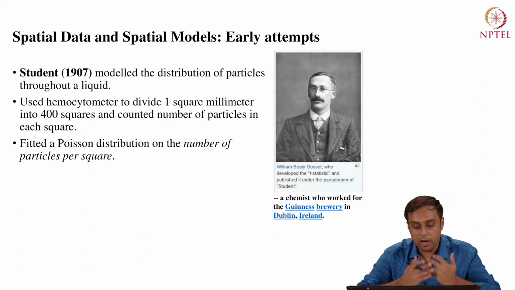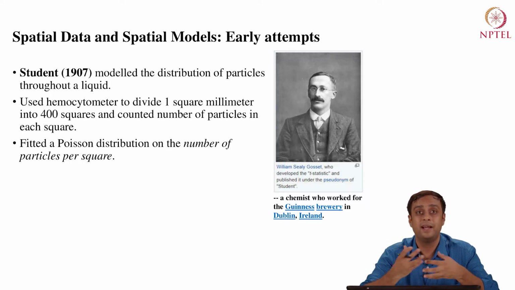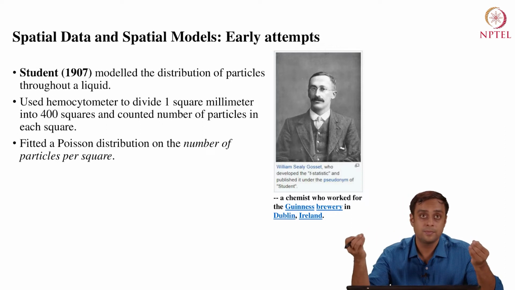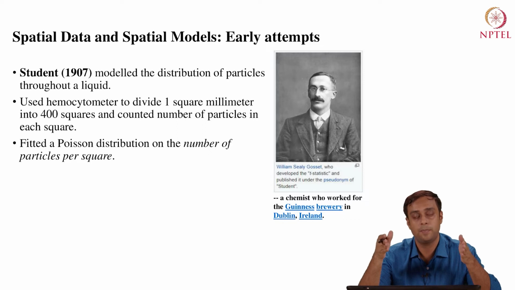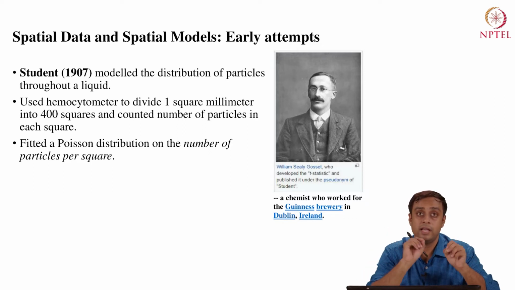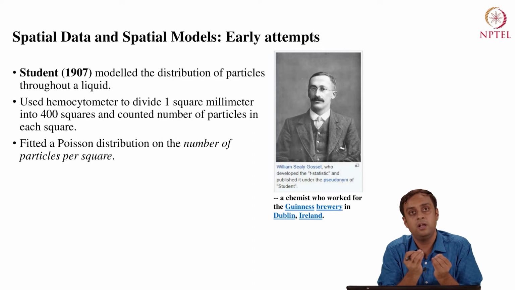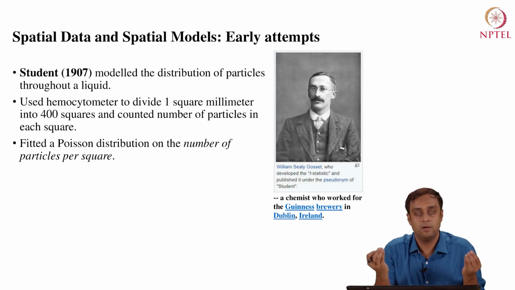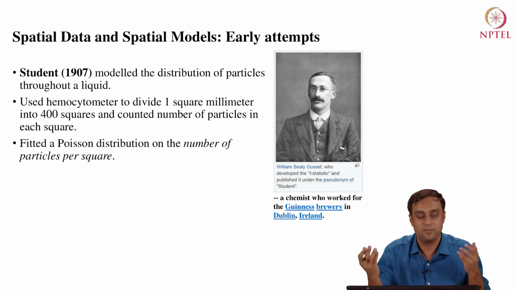So when he modeled it, he had to be careful about where the square that he is counting particles in is located. Are those squares on the edges of this 1 square millimeter area domain, or somewhere in the middle? Does he see higher counts in the middle, or higher counts on the edges? You can have higher clustering of points in the middle or on the edges, or vice versa, right?